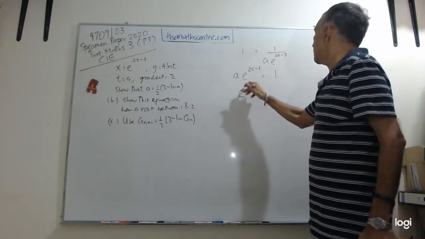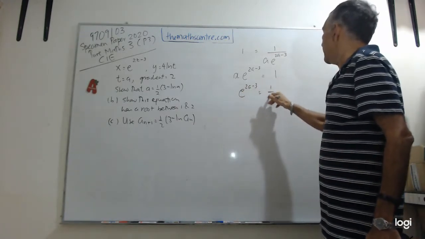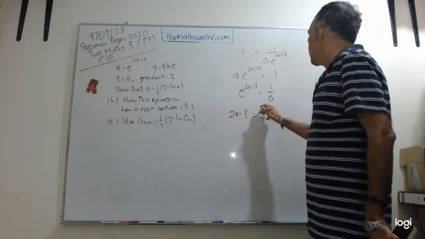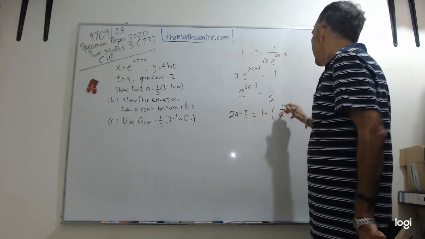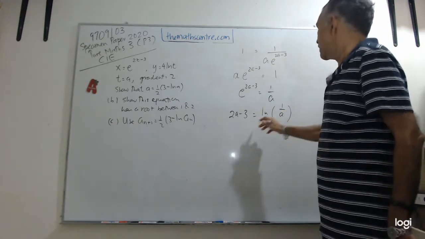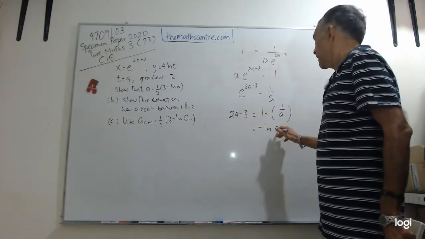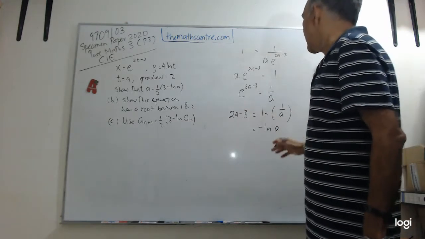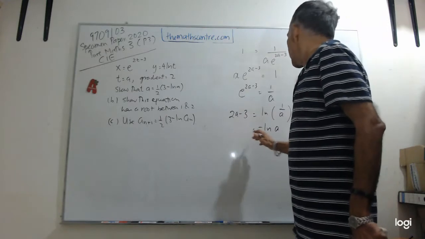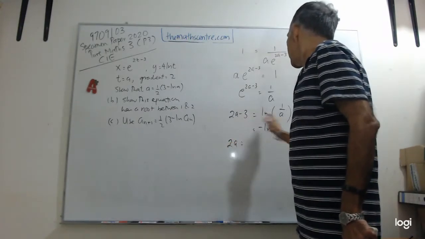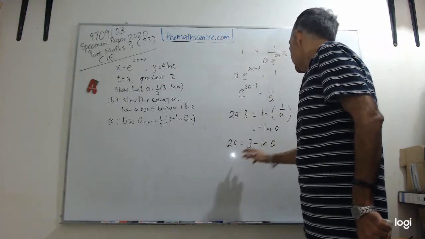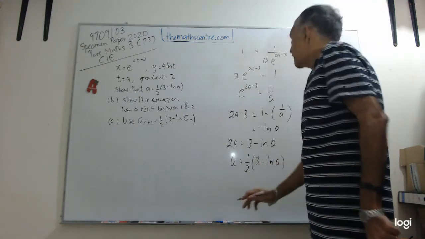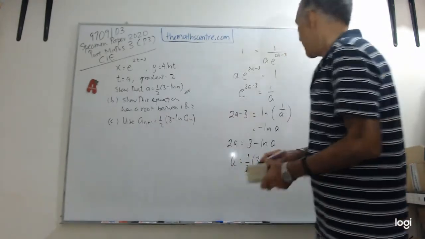So I have e to the power of 2a minus 3 is 1 over a. Taking logs, I'll have 2a minus 3 equals ln of 1 over a. What is ln of 1 over a? Minus ln a. So now let's clean that up a little bit. We have 2a equals, bring the 3 across, 3 minus ln a. Therefore, a equals a half (3 minus ln a). There you go. Okay, and we are done.